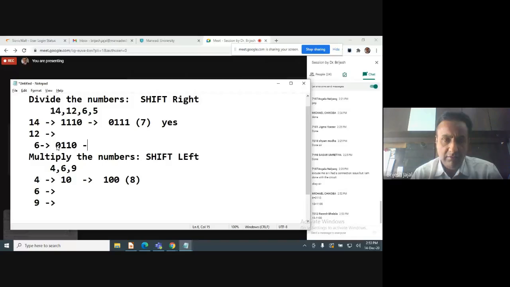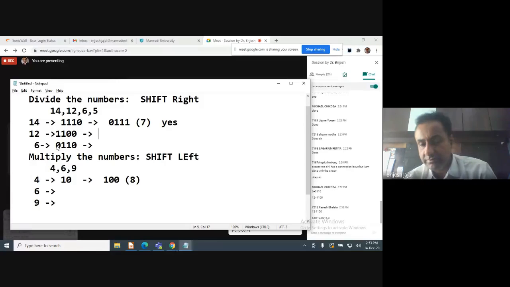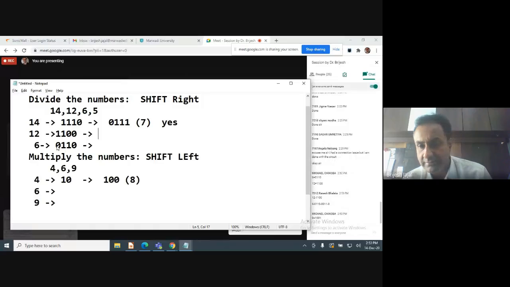12 is, you are right, 1100. But when you shift, what does it become? Show me the result also. Shifting result, what is it?